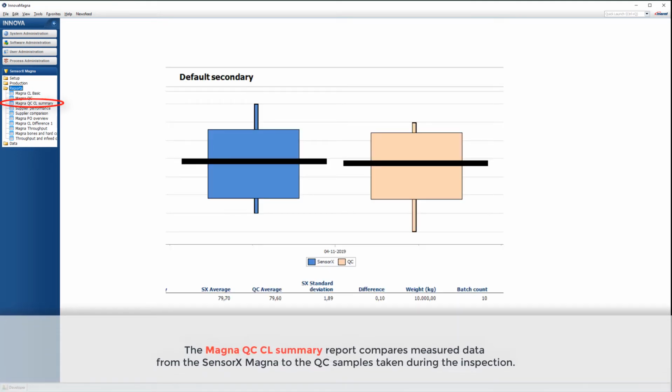The Magna QC CL summary report compares measured data from the SensorX Magna to the QC samples taken during the inspection.